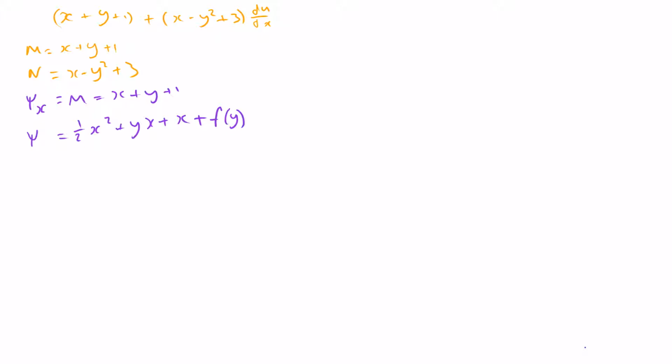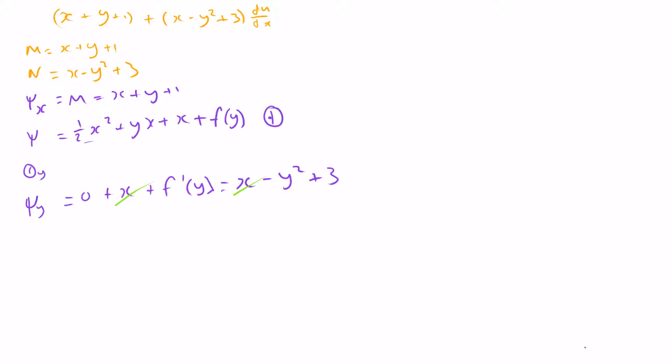Now we know what psi y is, because that is equal to N. So if we differentiate this function here, which we're going to call 1, with respect to y, partial differentiation of psi, psi y is equal to, that becomes 0 plus x plus f prime of y. And we know that that is equal to N, which is equal to x minus y squared plus 3.